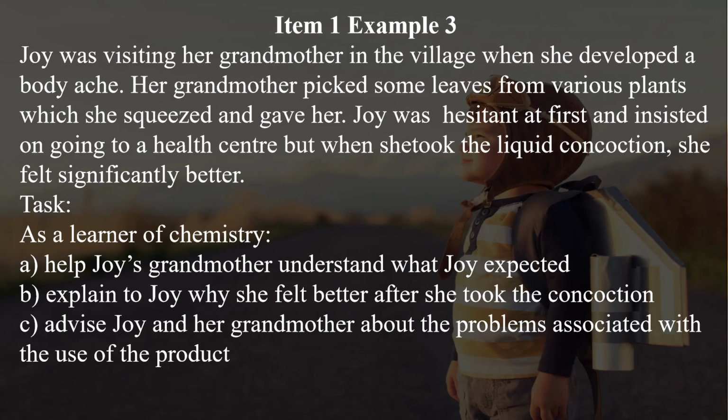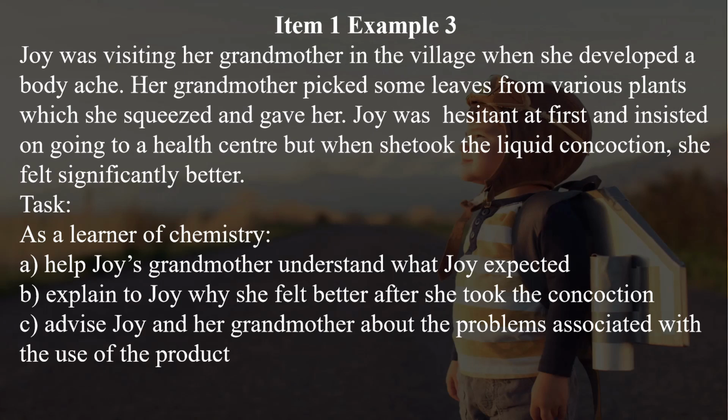Joy's grandmother understood what Joy expected. Since Joy was having a headache, Joy expected a pain reliever. Now, as she expected a pain reliever, here we're going to categorize it as a traditional pain reliever or traditional painkiller. Then after categorizing it as a painkiller, the statement also said she was hesitant.